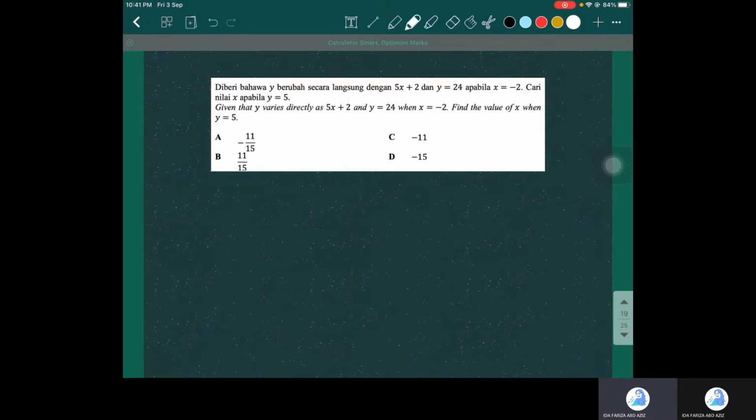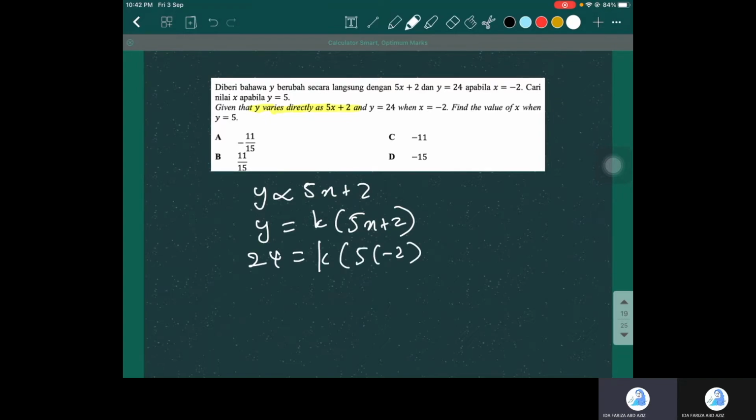Okay, given that y varies directly as 5x plus 2. Okay, y varies directly as 5x plus 2. So, kita kena ingat dulu lah ni actually y equals k in bracket 5x plus 2. Macam mana nak guna calculator untuk yang ni? Okay, dia bagi 24 equals k, x negative 2. Okay, k 5 bracket negative 2 plus 2. Kita nak cari k. So kita boleh insert keseluruhan ni, all of this you can insert in your calculator. So you can find your value of x. Alright. Wait a minute. I'm going to take out my calculator.